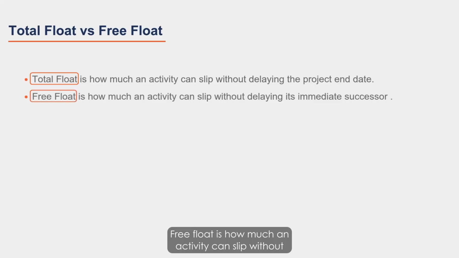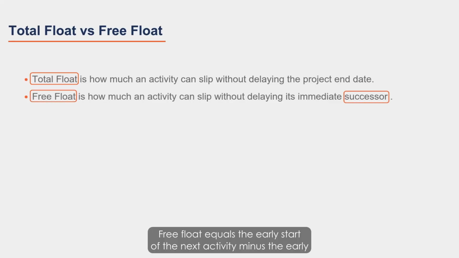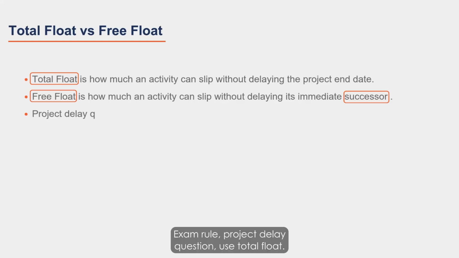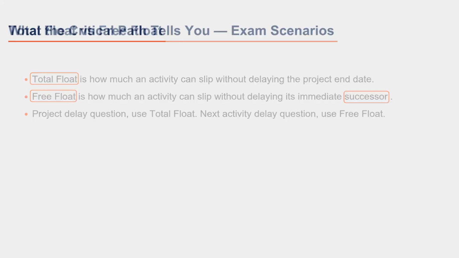Free float is how much an activity can slip without delaying its immediate successor. Free float equals the early start of the next activity minus the early finish of the current one, always less than or equal to total float. Exam rule: project delay question, use total float. Next activity delay question, use free float.